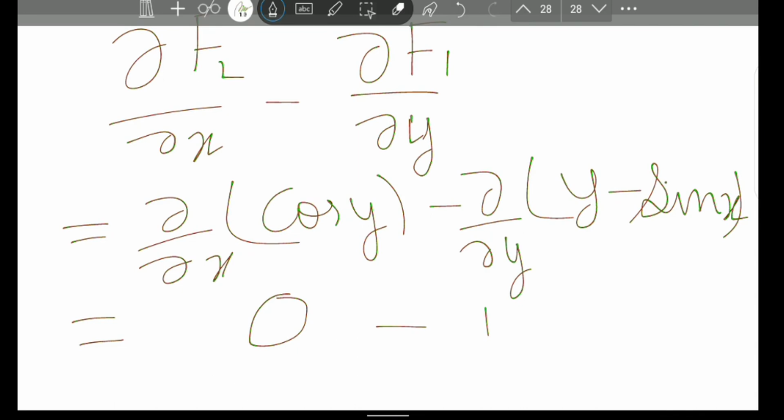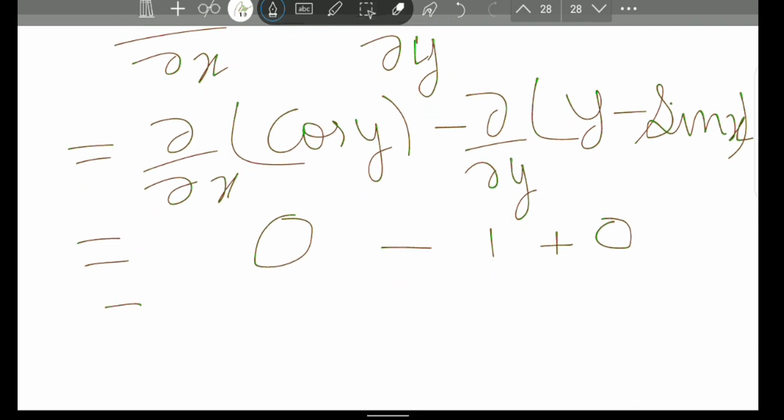Once again, del y of sin x is 0, because when you are partially differentiating x with respect to y, those two quantities being independent, you treat x as a constant, so this is 0. So del f2 by del x minus del f1 by del y is just minus 1.